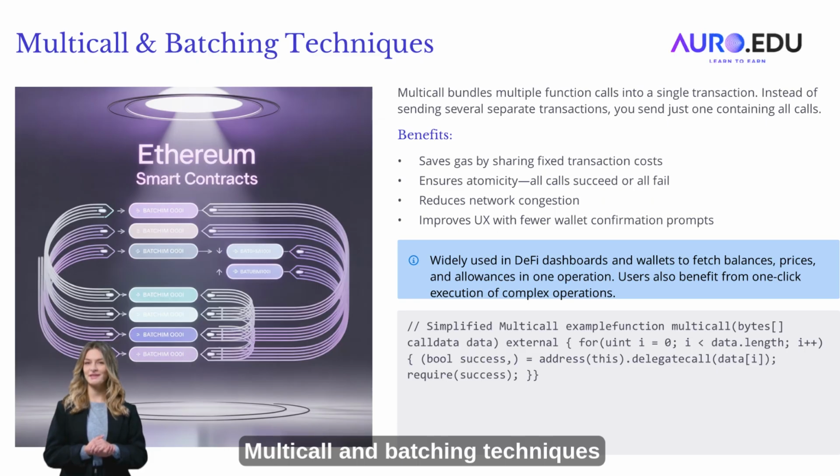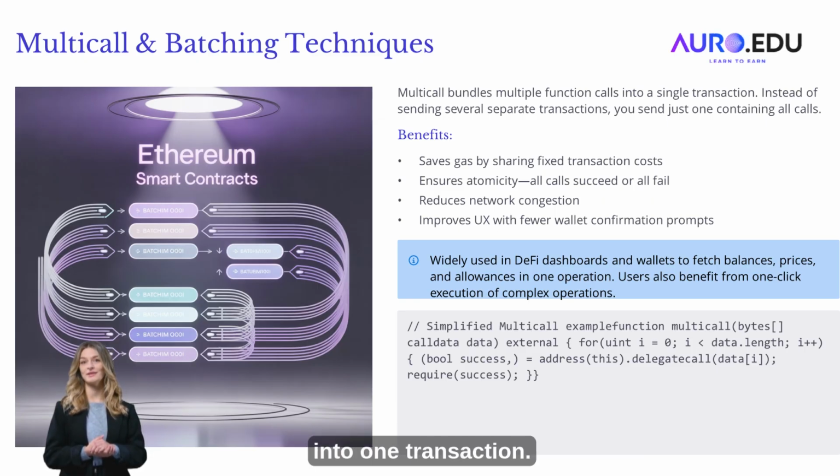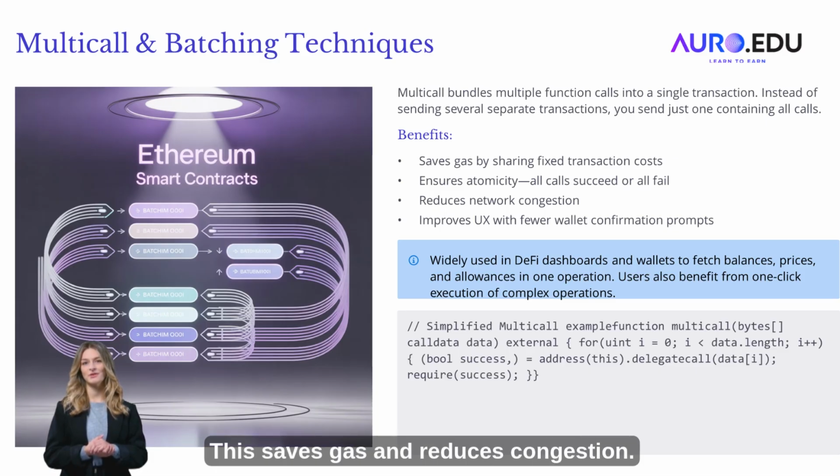Multi-call and batching techniques. Multi-call bundles multiple function calls into one transaction. Instead of sending 5 calls, you send one with all included. This saves gas and reduces congestion. It's widely used in DeFi dashboards and wallets to fetch balances, prices, and allowances together. Users also benefit with one-click execution.